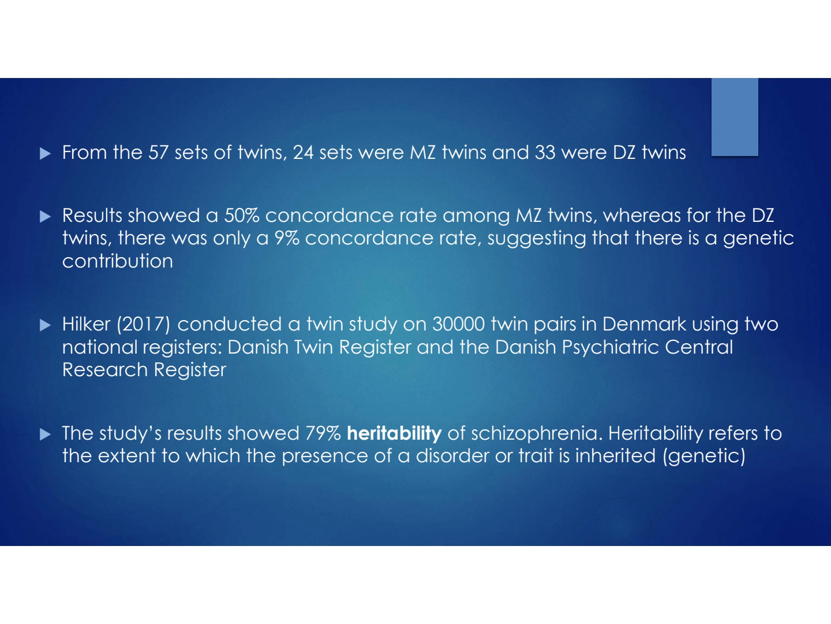Hilker is the other twin study. This is on a more large scale. Okay, 30,000 twin pairs in Denmark. How did he get so many twins? He got the information through two national registers, the Danish Twin Register and the Danish Psychiatric Central Register. And when analyzing those who had schizophrenia, he found a 79% heritability rate.